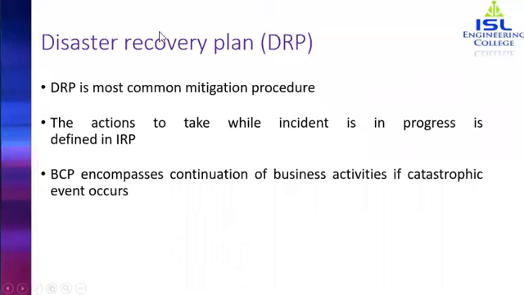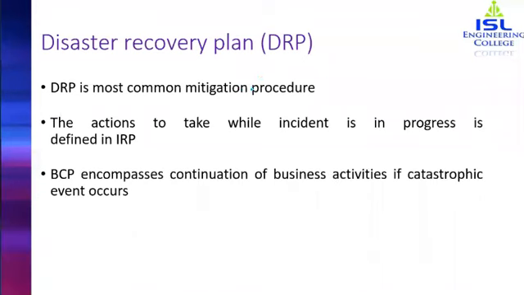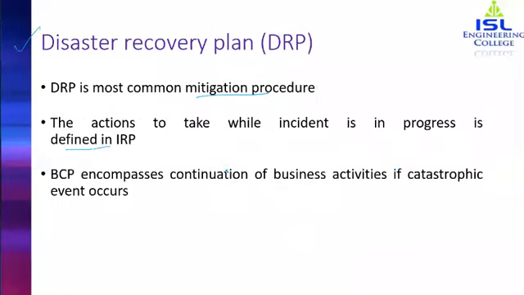The next one is the disaster recovery plan, the DRP. This disaster recovery plan is one of the most common mitigation processes; the DRP is the most commonly used. The action to take while an incident is in progress is defined in the IRP. Previously we saw what happens if a virus or worm attack occurs, what you're going to do, whom you're going to contact, and what the likelihood of attack is. All this we have identified within the IRP, whereas within the DRP, you're going to identify what you're going to do for recovery from this disaster.